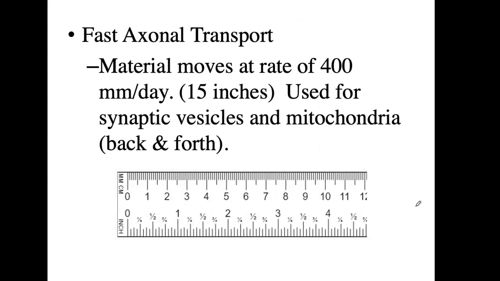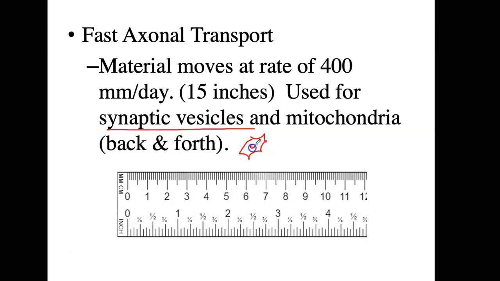Fast axonal transport is where it's going to move about 400 millimeters. So here, this is 10, 20, 30, 40, 50, 60 millimeters, and it's moving at about 400 millimeters a day. This is for synaptic vesicles and mitochondria. Mitochondria are going to also be transported so that they can make ATP for that end portion of the cell. A synaptic vesicle is the one that's going to release neurotransmitter. And if it's going to release neurotransmitter, it needs to be released at that very end of the axon.